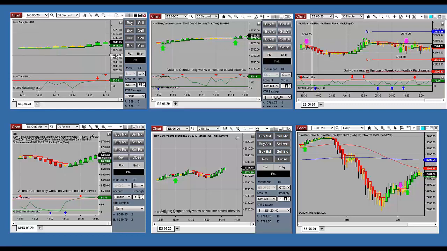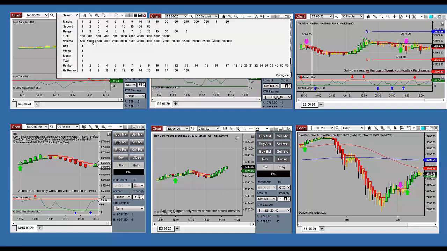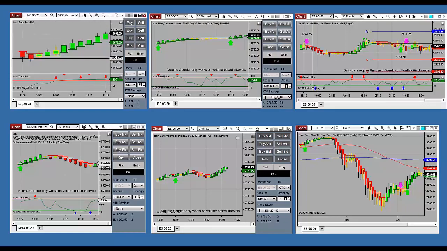All right, so that's telling you consolidation. It's telling you current trend. Reversals, you can look for a change in the signal line color. And of course, if you're trading with volume charts, you can select a volume chart, and it will tell you direction based on volume.